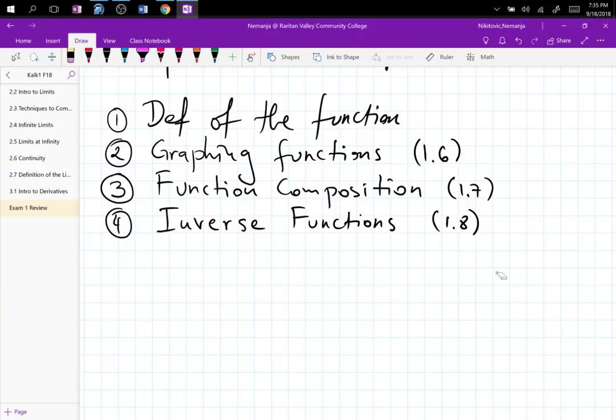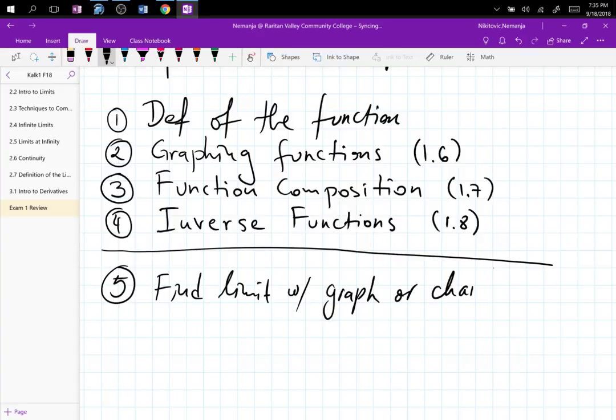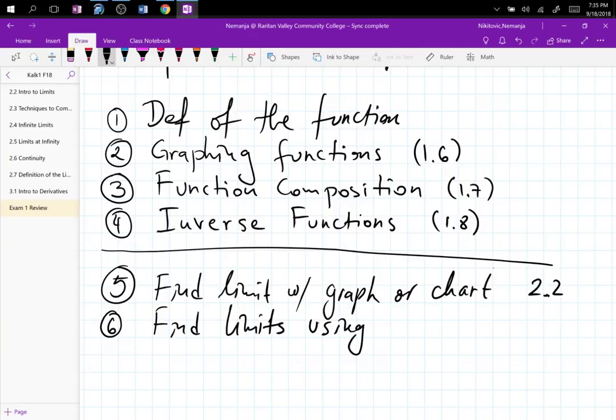Now, so that's pre-calc. Draw the line. Number 5, find limit with graph or chart. That is 2.2. 6. Find limits using algebra. That's 2.3.